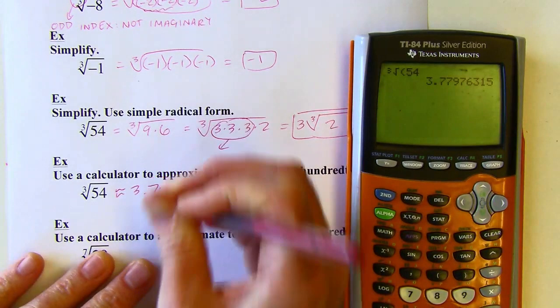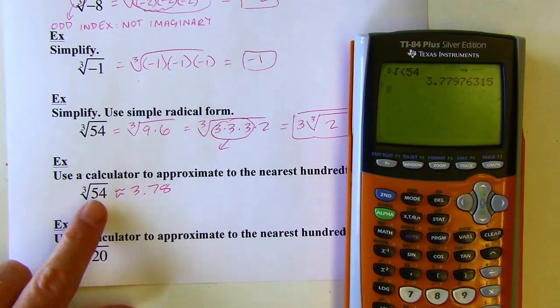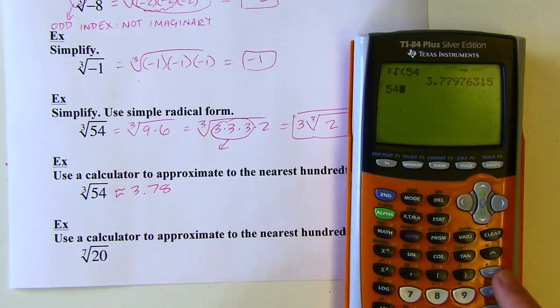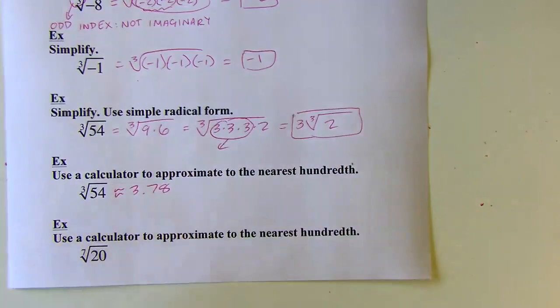Okay, now an alternative way to do this, you can also take 54 and raise it to the 1/3. So 1/3, I'm hitting just 1 divided by 3 in my calculator. I'm raising 54 to the 1/3. Hey, same result. So those both work. If you wanted the 7th root, you could raise it to the 1/7. Okay.